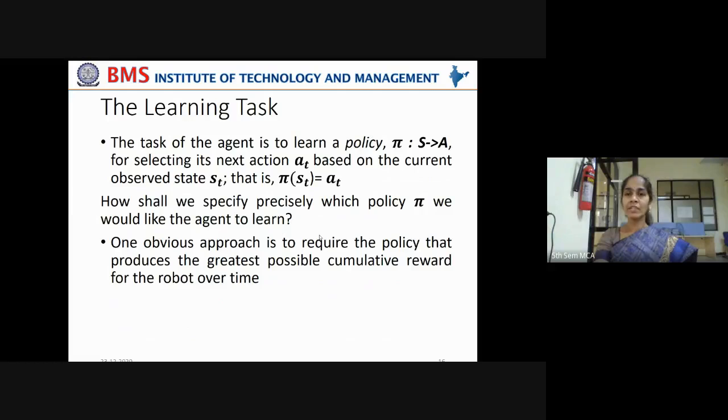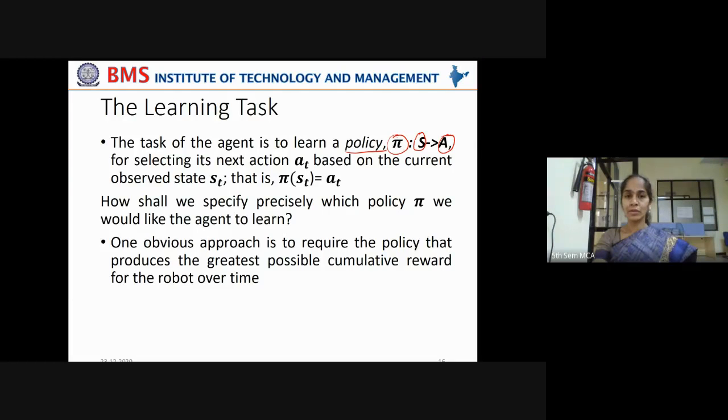For that, when the machine is learning a policy, a control policy, an optimal control policy, or let us first treat it as a control policy, then we'll go for the optimal control policy, pi star. So the task of the agent is to learn a policy pi such that it maps from the set of states to the set of actions, meaning from which state it has to take an action to move to the next state. Okay, that mapping. For all the set of states, what are the possible actions that can be taken to move to the next state?